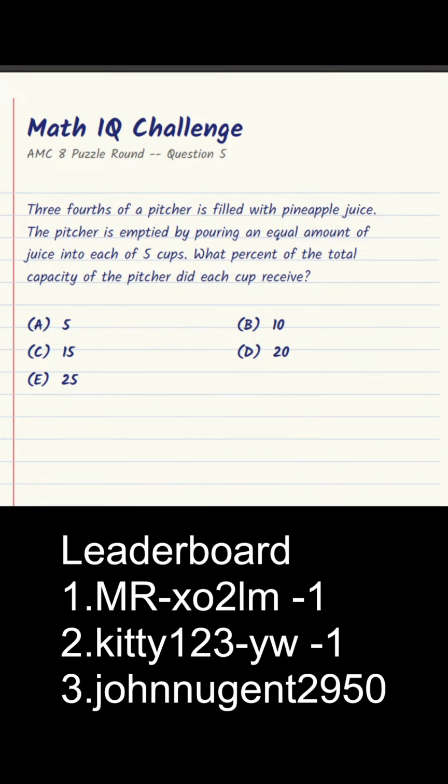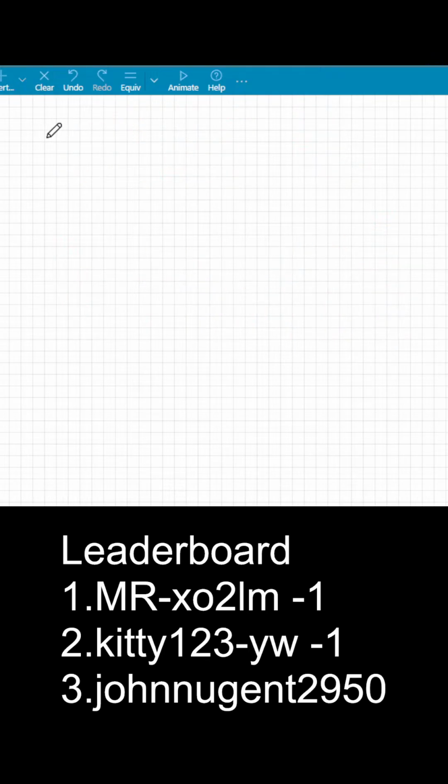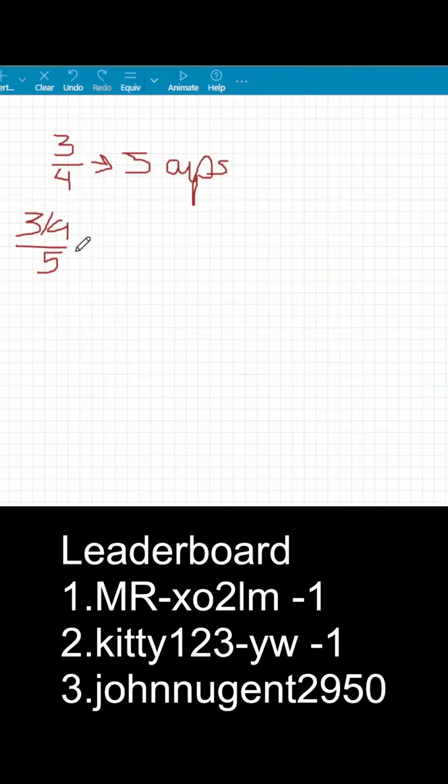Okay, now we'll do the solution, and for everyone else we'll see how the answer is 15. So let me write that down. So we have 3/4 of a pitcher that is occupied with juice. So 3/4 of the pitcher is full, and then that is divided into 5 cups. So then each cup will get 3/4 divided by 5. This is the capacity of the pitcher that each cup gets.